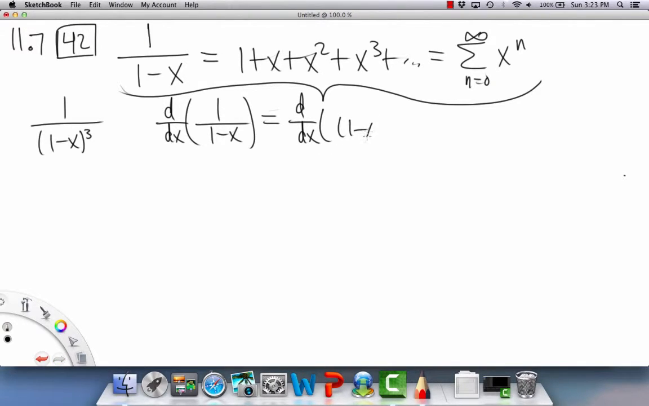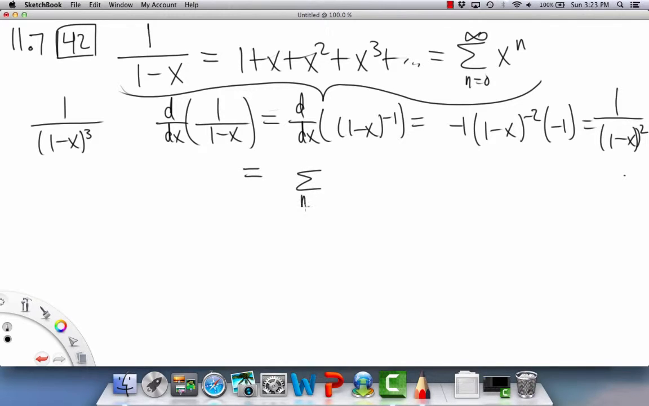This is actually (1 minus x) to the negative 1. We bring the negative 1 down in front, and then we have (1 minus x) to the negative 2, and then the chain rule gives us another negative 1. So what we have is 1 over (1 minus x) squared. And then on the right side, when we differentiate the sum from n equals 0 to infinity, we bring the n down in front and have n minus 1 as the power there. So now we have 1 over (1 minus x) squared.